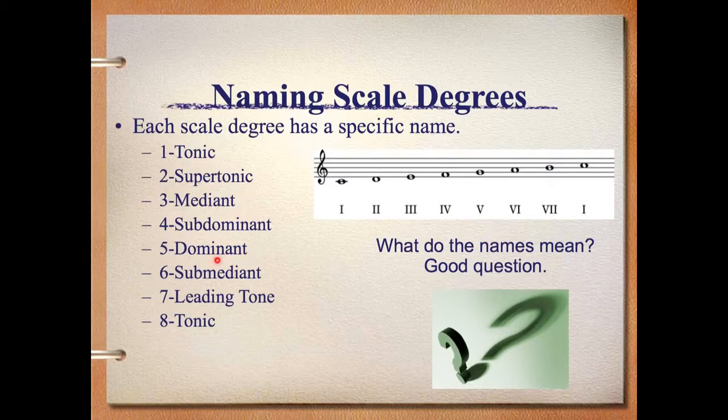Dominant is 5. It's the second most important note other than tonic, which is why we call it the dominant. And then the 4 is the subdominant. Well, you're saying, why is this 6 called the submediant when it's not below the mediant? Sub meaning below, mediant. Well, it's because the 6th scale degree wants to lead us to the 3rd scale degree.